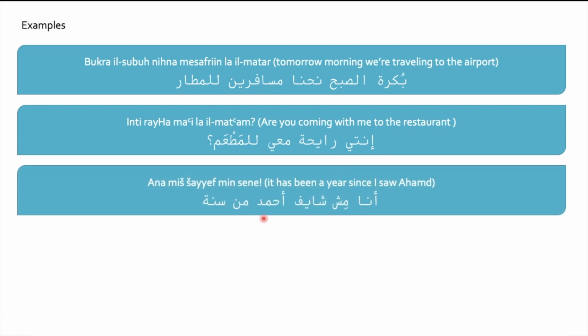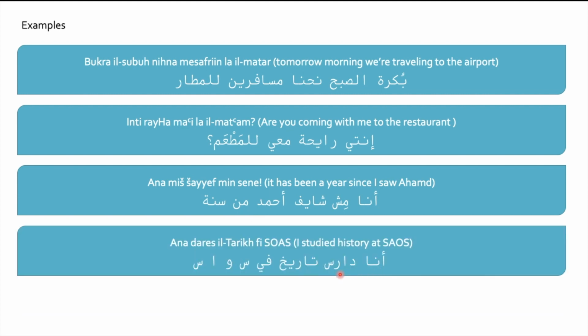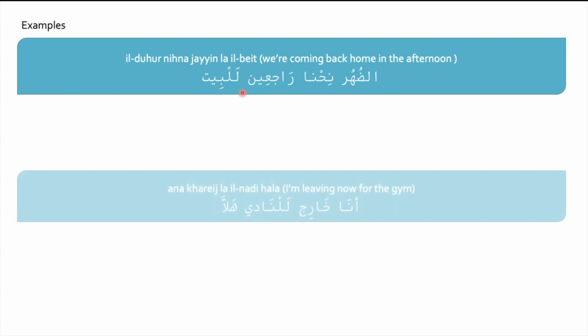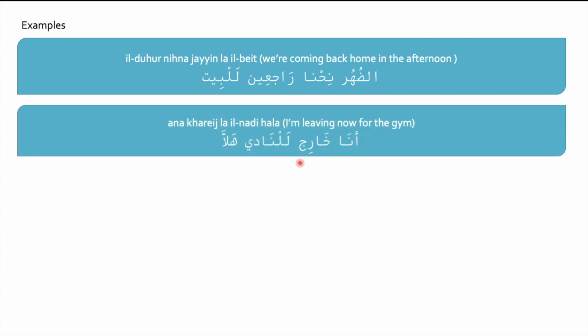أنا مش شايف أحمد من سنة. I have not seen Ahmad since 1 year ago. أنا دارس تاريخ في سواس, School of African and Oriental Studies. الظهر نحن راجعين للبيت. We are returning home in the afternoon. أنا خارج للنادي هلا. I'm going to the gym now.